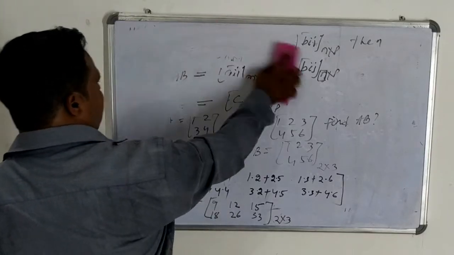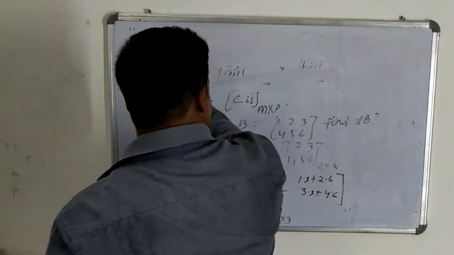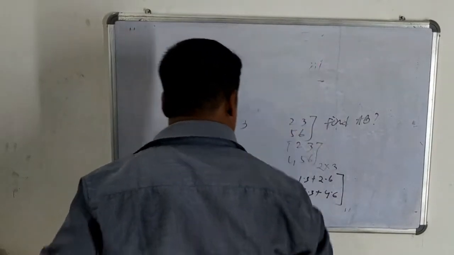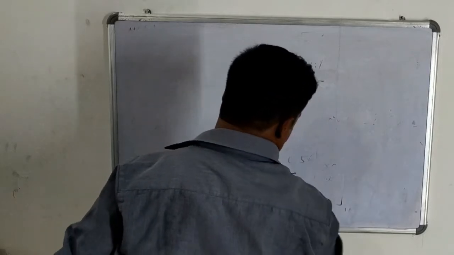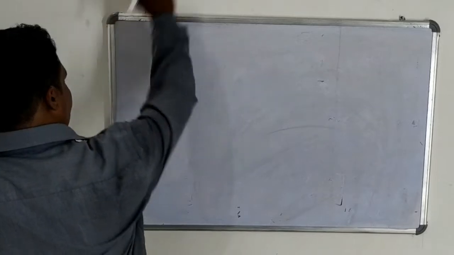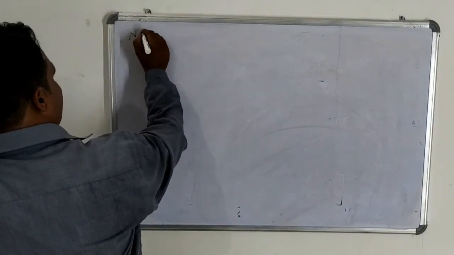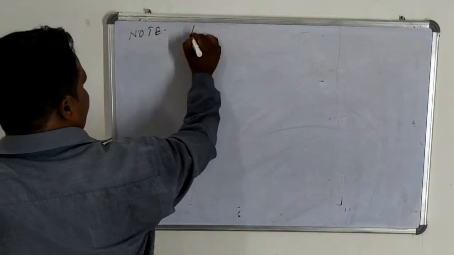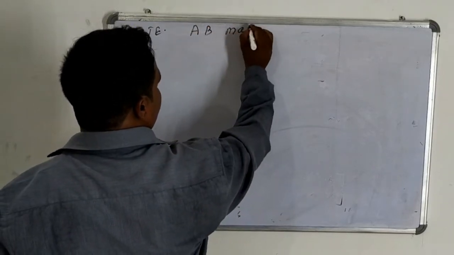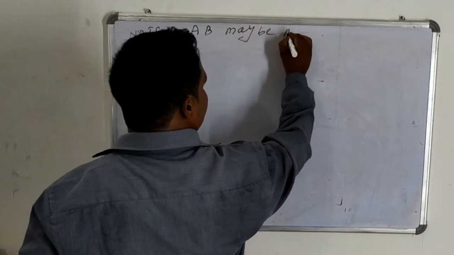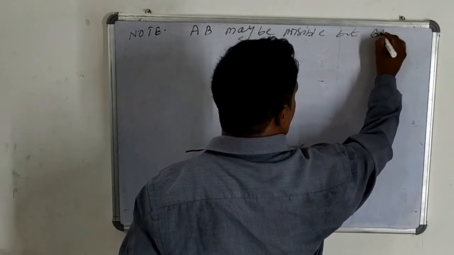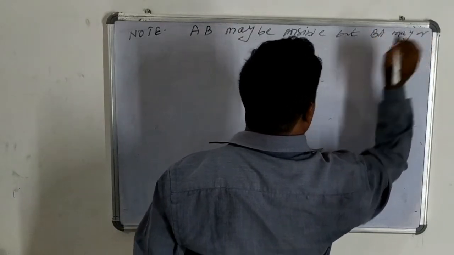Another note is there. I am telling about these questions. In these questions, A into B is found out, but here I make questions with examples. Note here, A multiplied by B may be possible, but BA may or may not be possible.